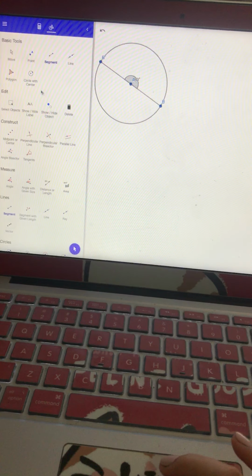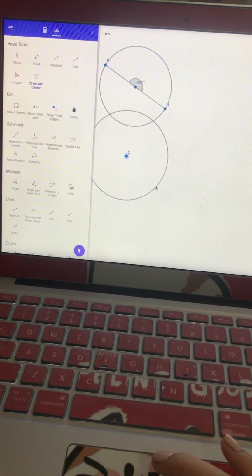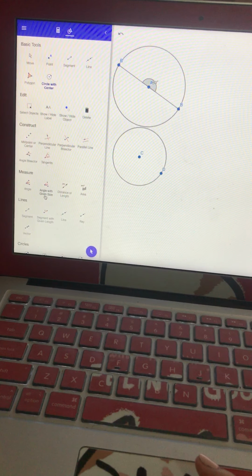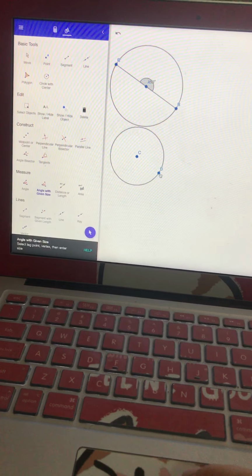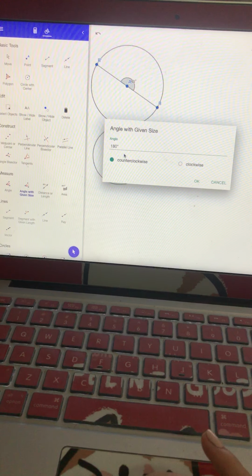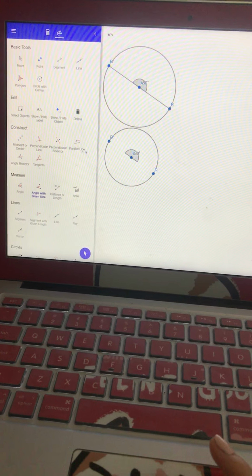And the first thing we will need to do is click on the circle with center button, and that gives us a basic circle. And then we will click the angle with given size. Then enter the value we need, which is 180 degrees. And then we will make a circle with 2 points.